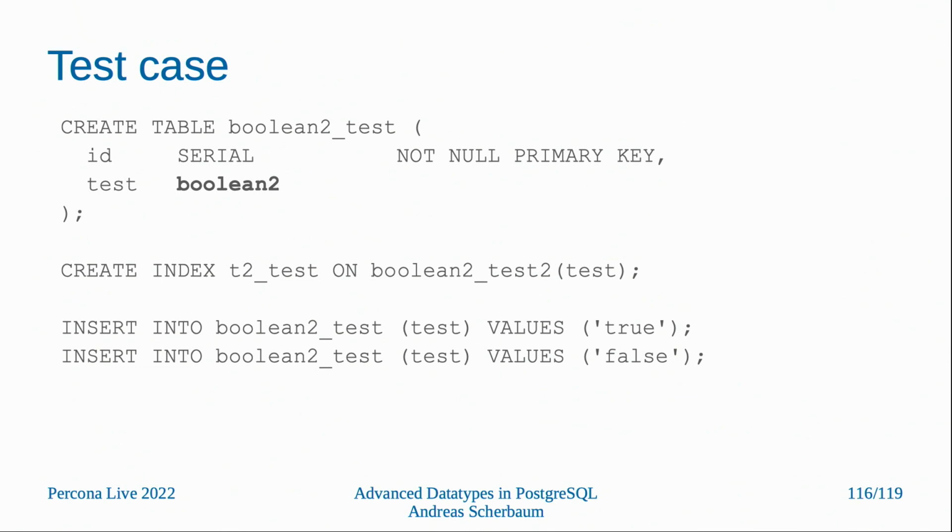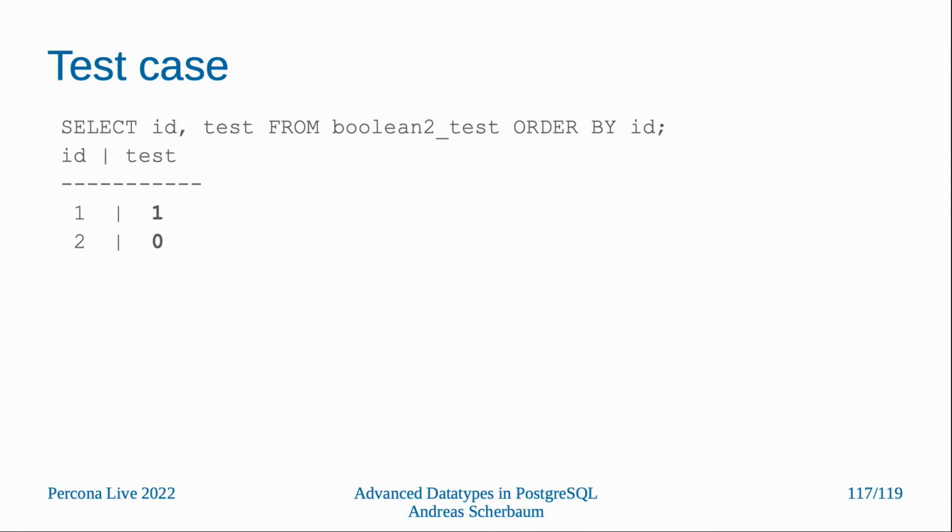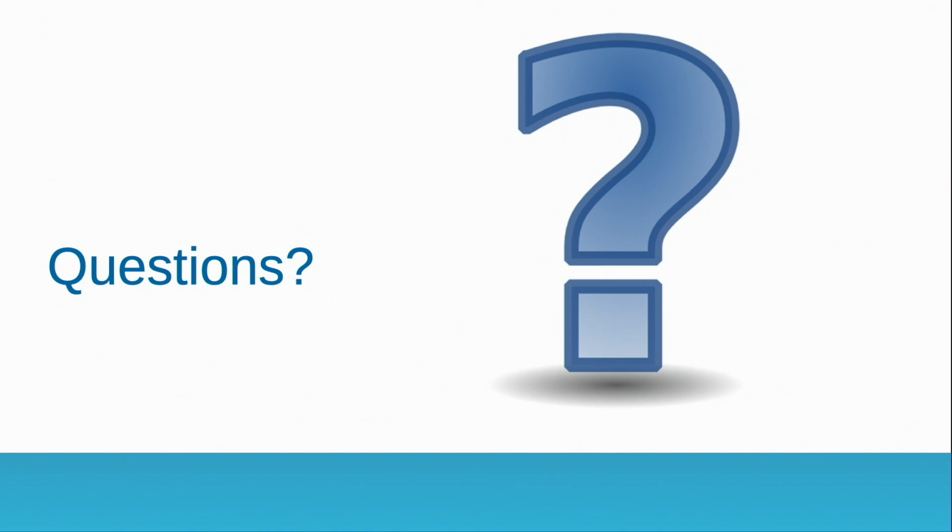So now we're able to use this one in our table. Because we created all the support functions, we could actually create an index on it. And we can just insert regular Boolean values. True, false, 0, 1, T, F, whatever Postgres accepts. And if we do a select from a table, we suddenly get back a 0 and a 1 instead of T or F. Problem solved. Wasn't that hard.